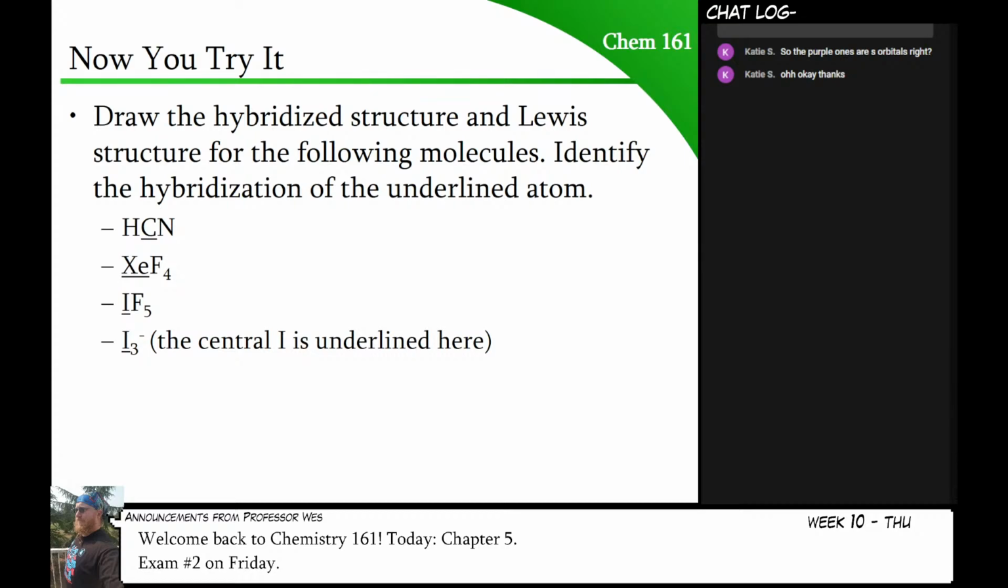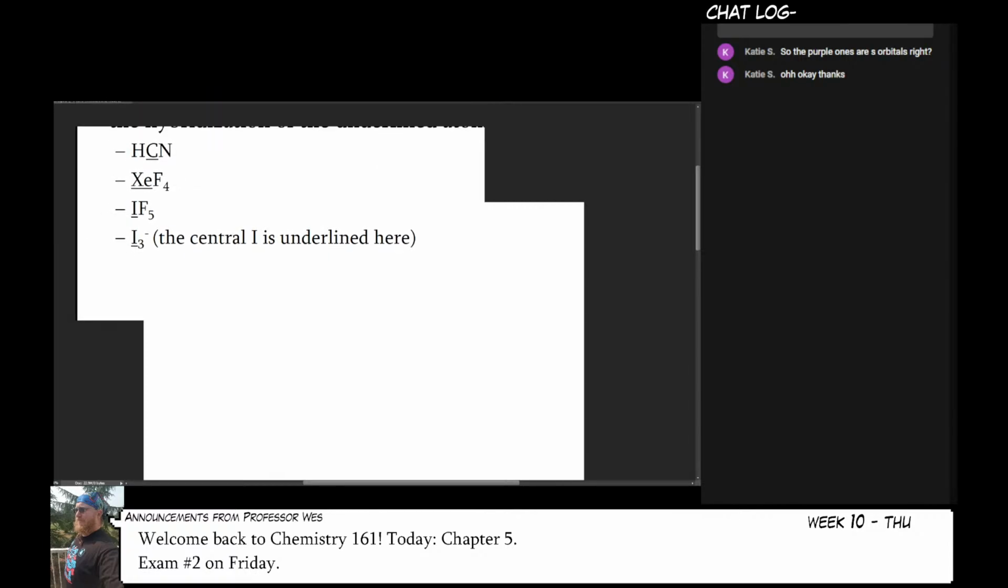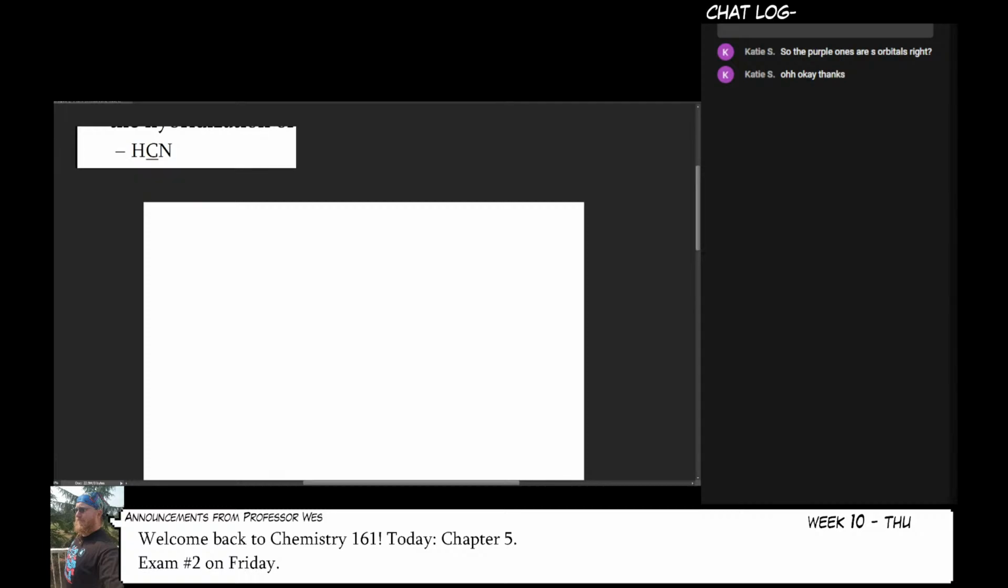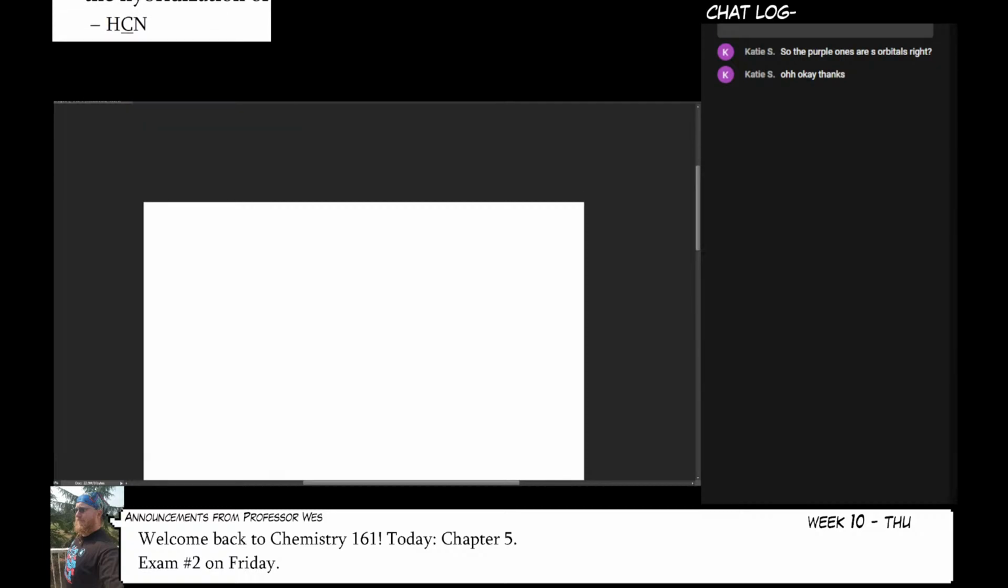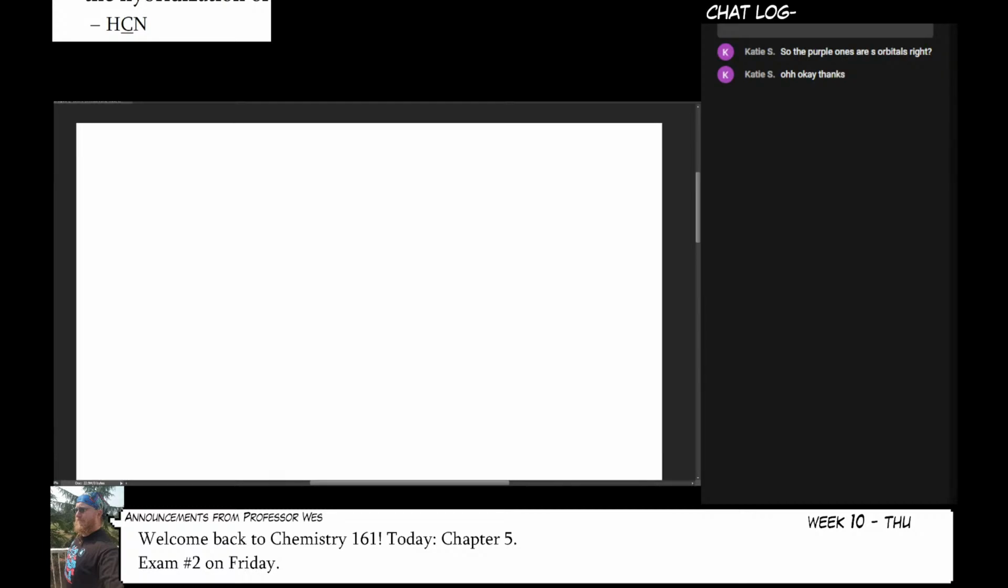All right, let's draw a bunch of balloon structures. So the first thing that we need to do is draw the Lewis structure. I'm going to just quickly draw that. Where'd my cursor go? Oh, I'm using the wrong end of the pen. That would be why. So there's the Lewis structure for HCN.